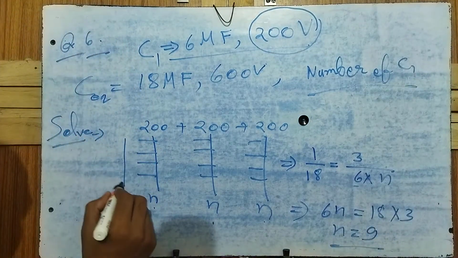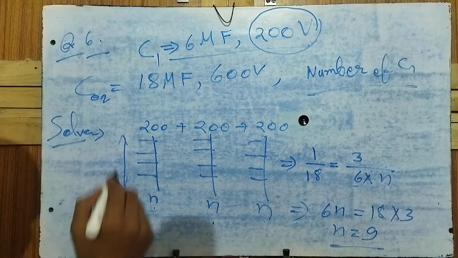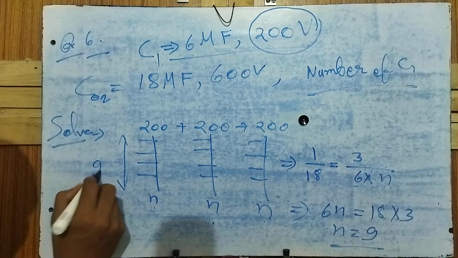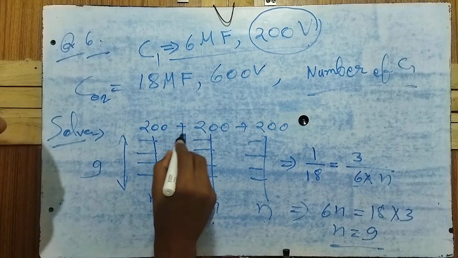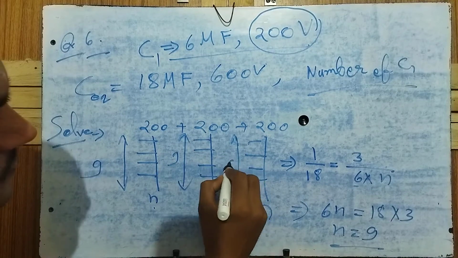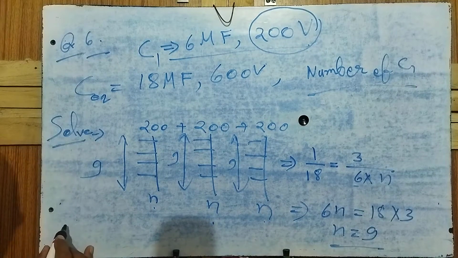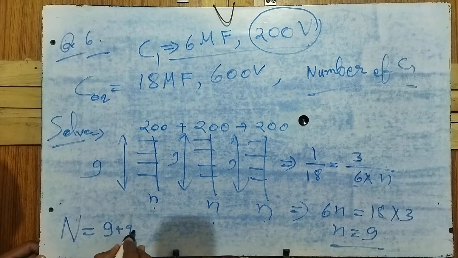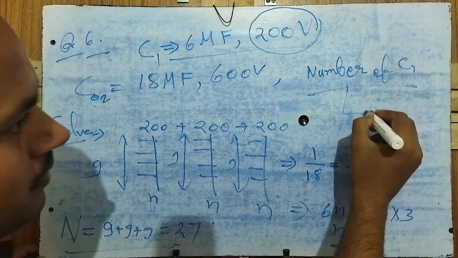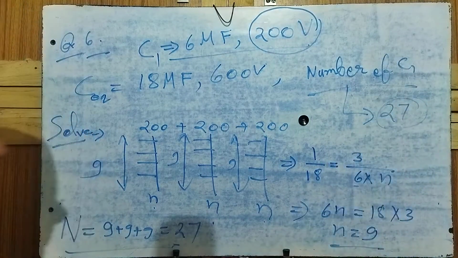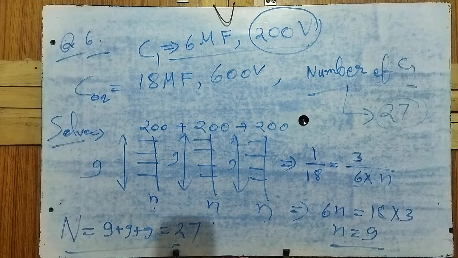Means in parallel we will add 9 capacitors. 9 here, 9 here and 9 here. So 9 plus 9 plus 9, total, capital N, is equal to 27. So answer is, number of C1 is 27. Right? So very good and very constructive.